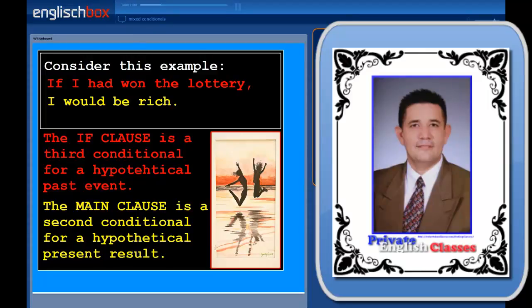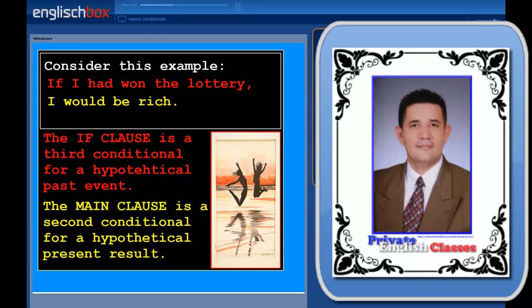Here we have the if clause, the first part of the sentence before the comma, in the third conditional form, and the main clause in yellow, the second part of the sentence after the comma, in the second conditional form. So the if clause is a third conditional for a hypothetical past event. It refers to something that happened in the past. And the main clause is a second conditional for a hypothetical present event. So this would be true in the present moment.